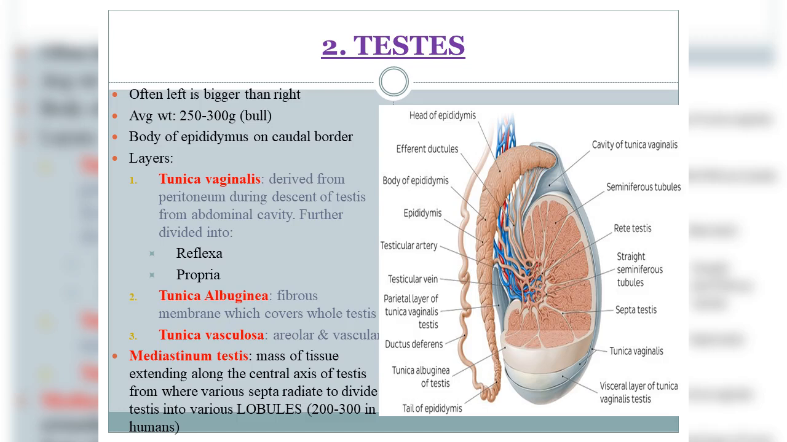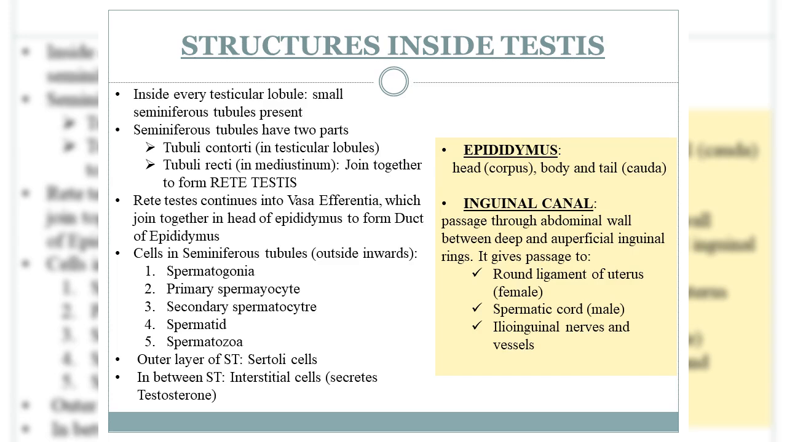The testes are vital for sperm production and hormone secretion. They consist of several layers including the tunica vaginalis, tunica albuginea, and tunica vasculosa, each contributing to the overall function. Inside each testicular lobule, small seminiferous tubules are present where sperm production occurs. These tubules join together to form the rete testis, which then connects to the epididymis.